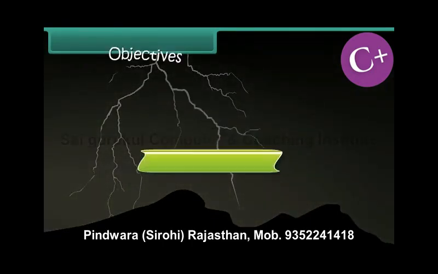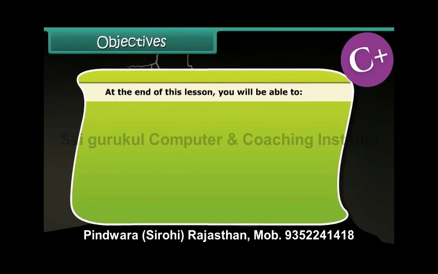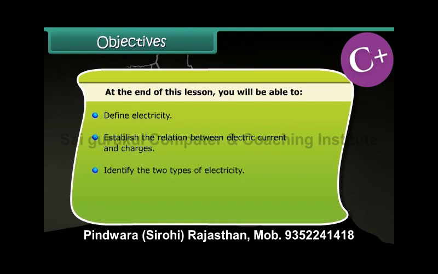Objectives. At the end of this lesson, you will be able to define electricity, establish the relation between electric current and charges, identify the two types of electricity, and define conductors and insulators.